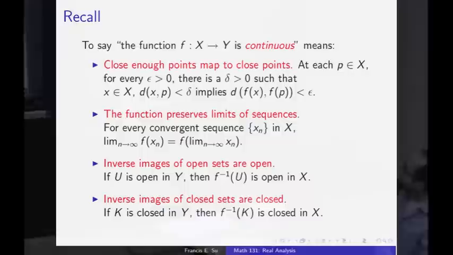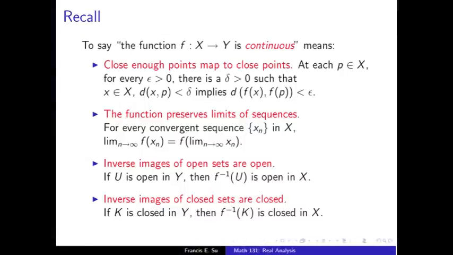So just to remind everybody, the metric definition of continuity says basically that close enough points get mapped to close points. That is, if I give you an epsilon, you can find me a delta such that anytime 2 points start within delta of each other, they map to within epsilon of each other. For a particular point P, you can find such a delta given any epsilon. And to say the function is continuous everywhere means at every P you can find such a delta. Okay, that's the metric definition.